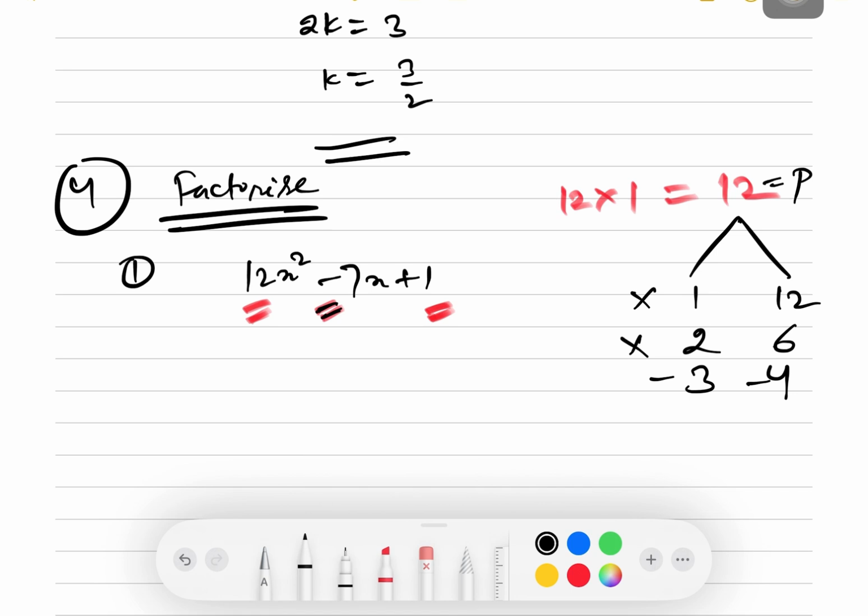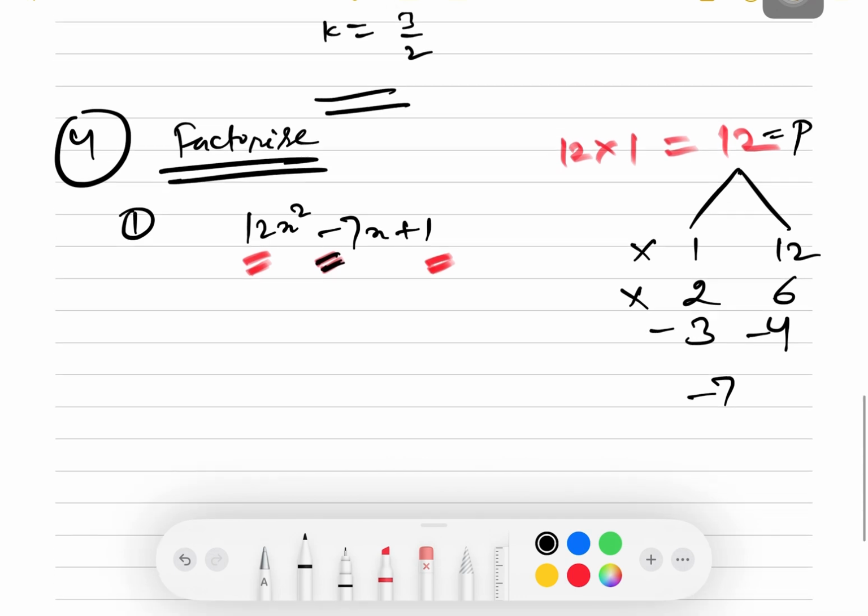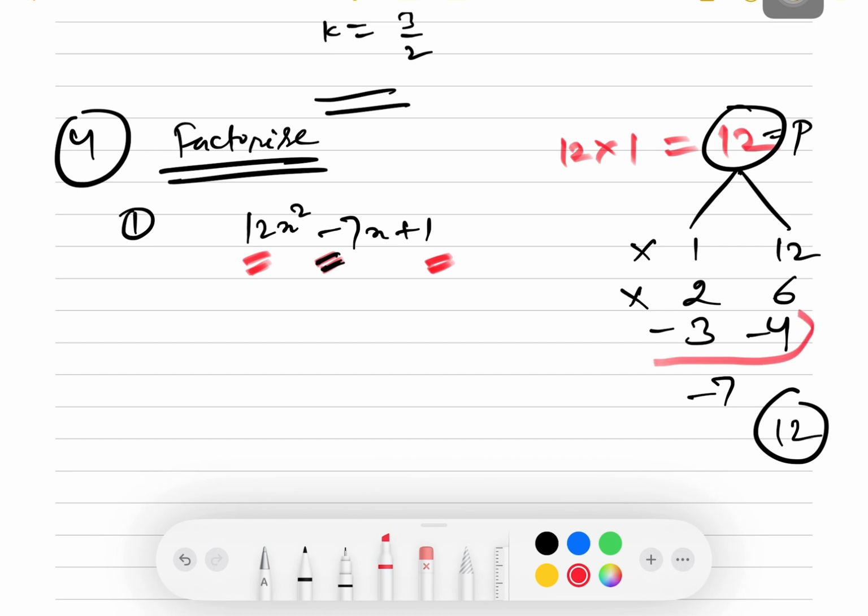So if I take both numbers negative, minus 3 and minus 4, after adding I will get minus 7, which is what I require in the middle term. And if I multiply minus 3 by minus 4 I will get positive 12, which is what I need after multiplication. So the required numbers are minus 3 and minus 4.